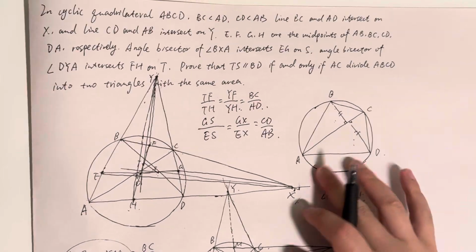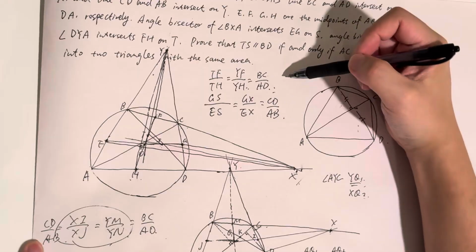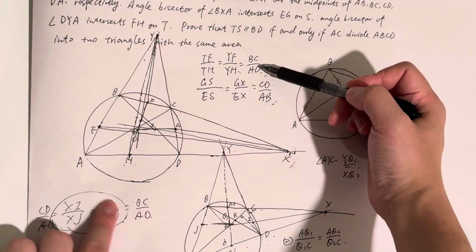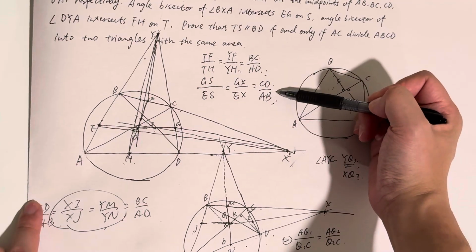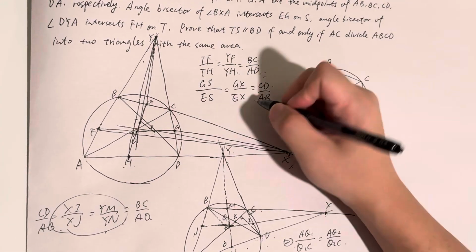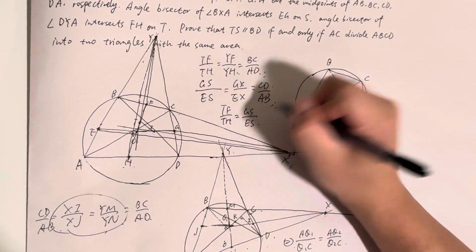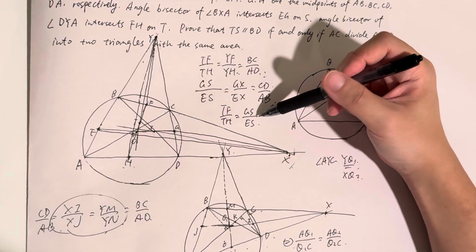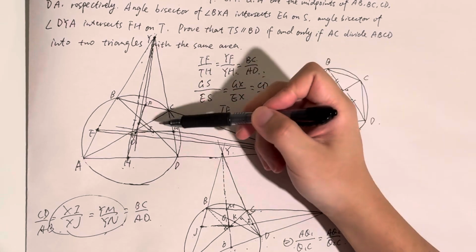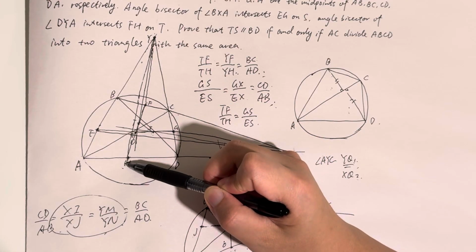Right? Which means, see, we already got this one, right? BC to AD equals CD to AB. See here and here. BC to AD equals CD to AB, right? That means TF to TH equals GS to ES. Okay? So GS, TF, see, TF to TH, right?